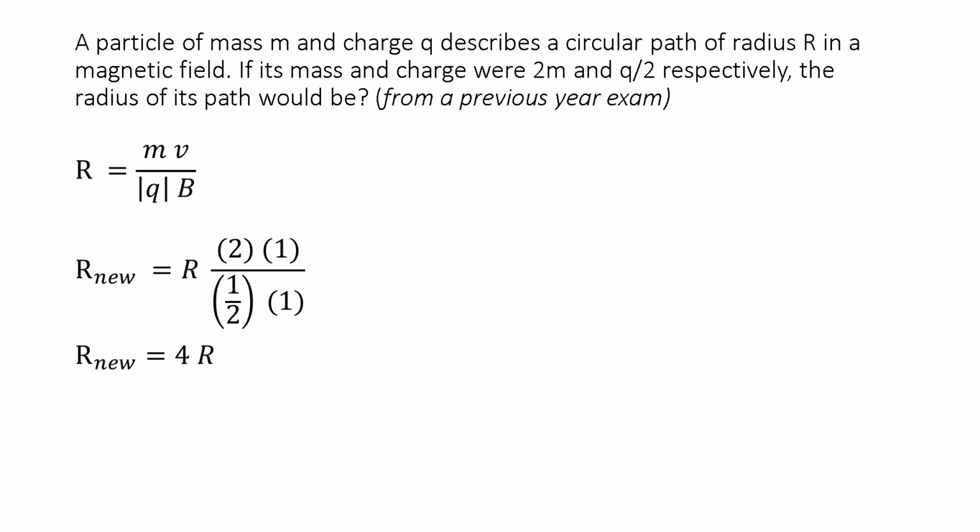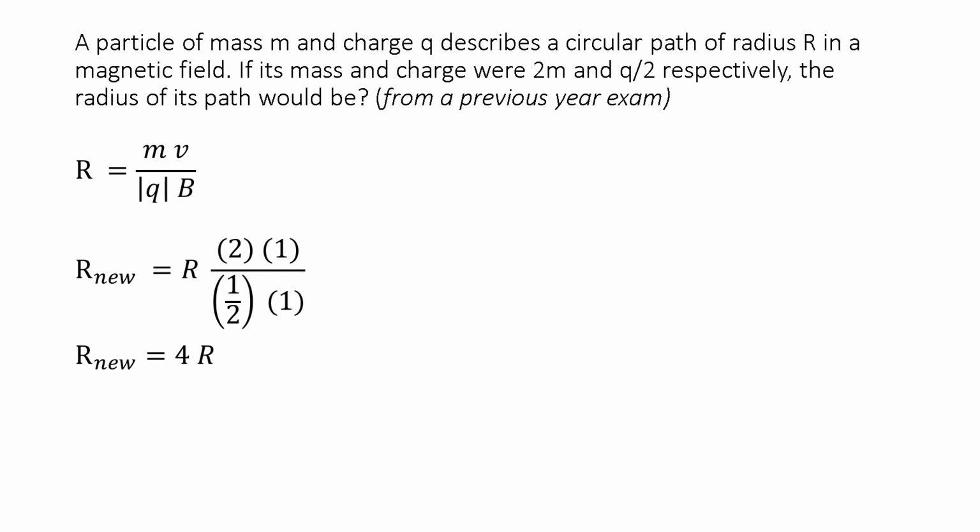We will see a problem based on this. This problem came in a previous year exam paper of CBSE class 12th physics. A particle of mass m and charge q describes a circular path of radius r in a magnetic field. If its mass and charge were 2m and q by 2 respectively, then what would be the radius of its path? This is how we solve.